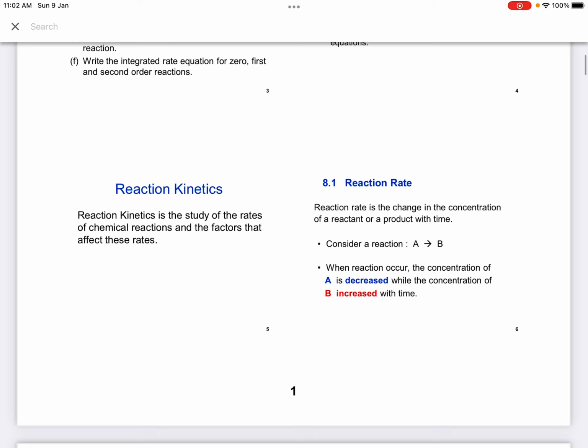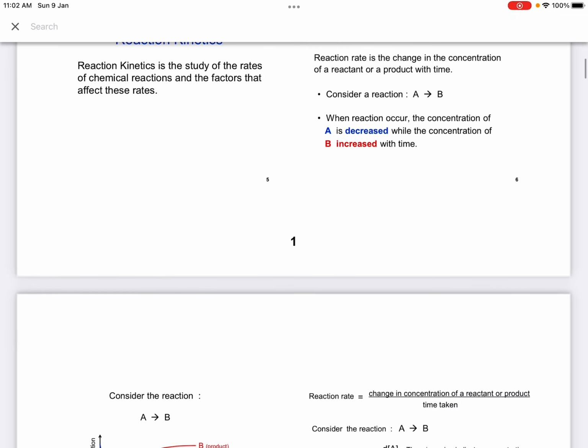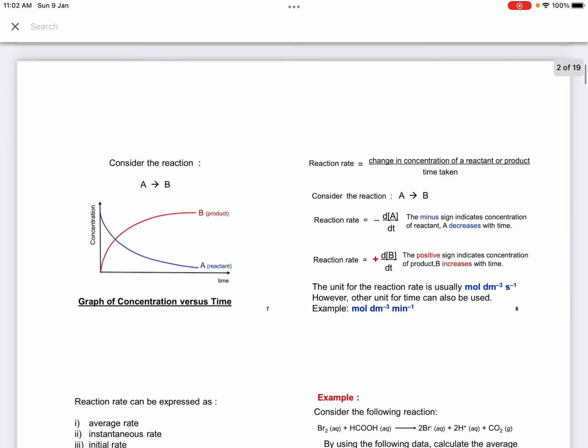Reaction kinetics is the study of rates of chemical reactions and the factors that affect these rates. Reaction rate is the change in the concentration of a reactant or a product with time. Consider a reaction: A produces B. A is the reactant, B is the product. When the reaction occurs, the concentration of A will decrease while the concentration of B will increase with time. As you see in the graph here, the concentration of A decreases while the concentration of B increases.